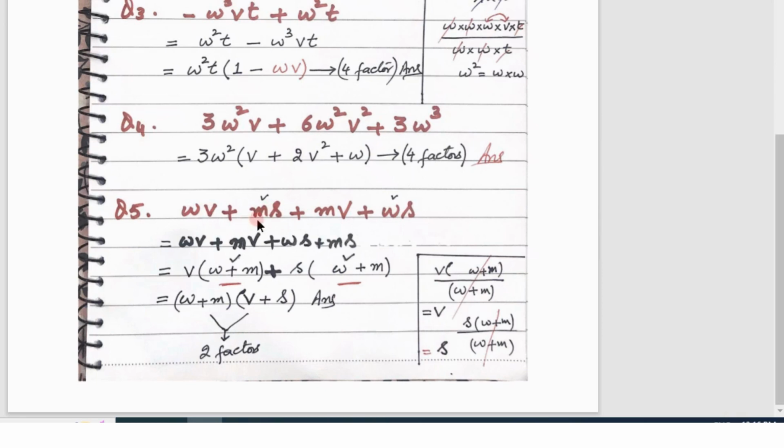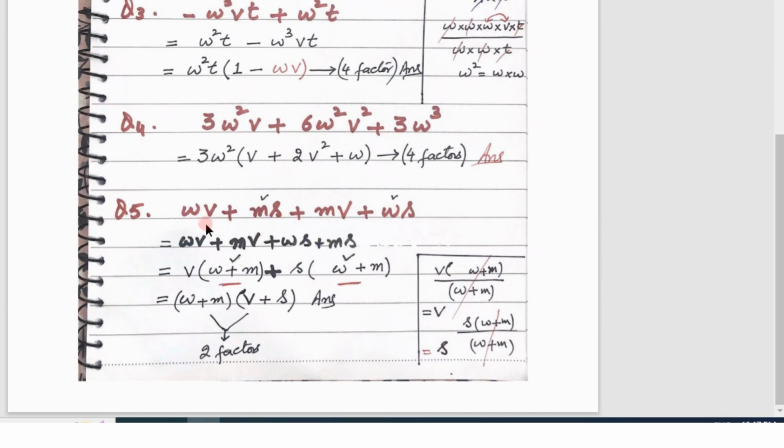WV and MS, nothing is common from these 2 terms, so we will group them. We will exchange the places of the terms in such a manner that we get something common, and that something which is common should be written outside and the rest of the term will be written inside. And then the other 2 terms over here, I have put a tick over here. When we write down or when we group terms, we keep one thing in our mind. I'll explain that thing later.